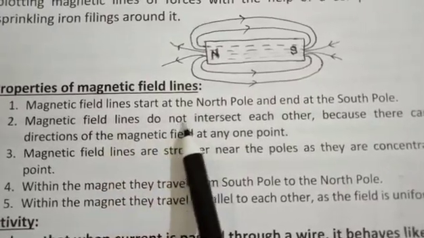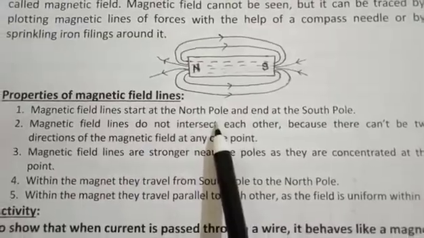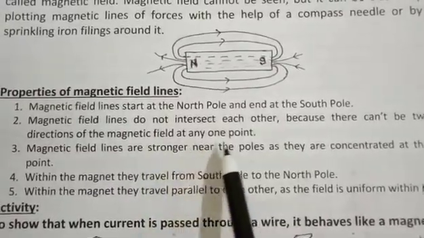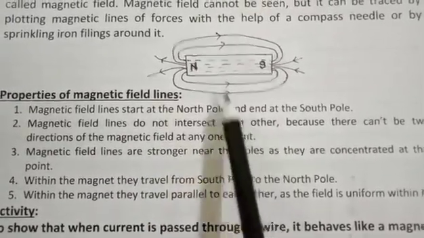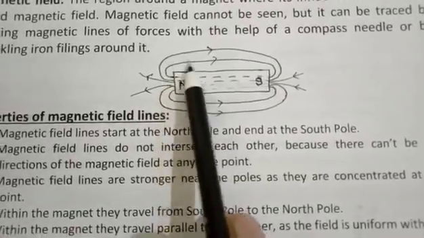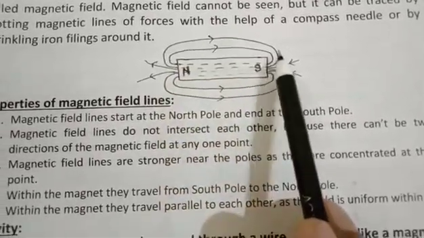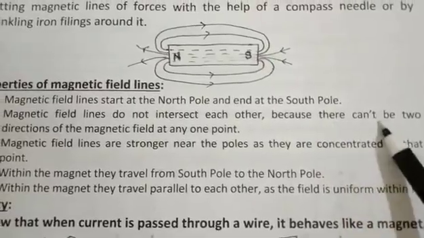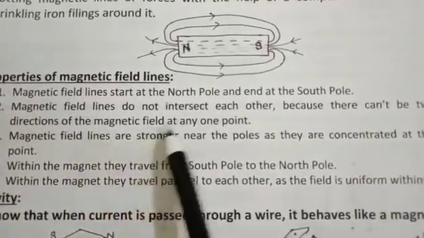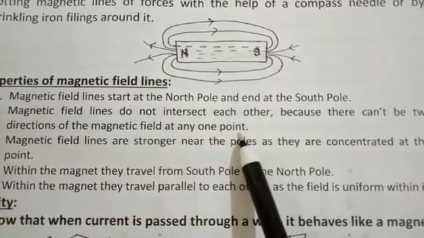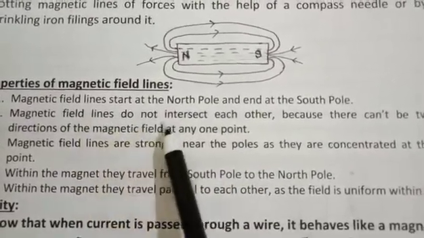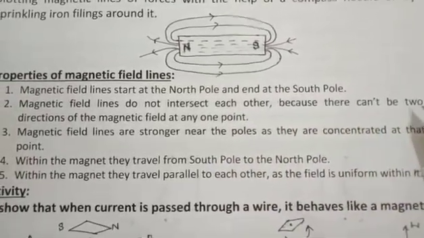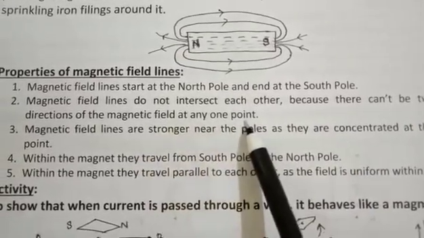The magnetic field lines do not intersect each other because there can't be two directions of magnetic field at any one point. So if you look at the diagram here, these lines are not cutting each other. The question is why they do not cut each other. The answer is: because there can't be two directions of magnetic field at any one point.